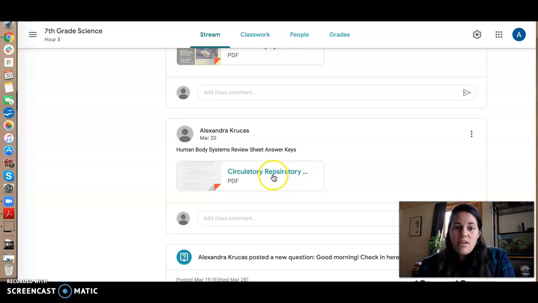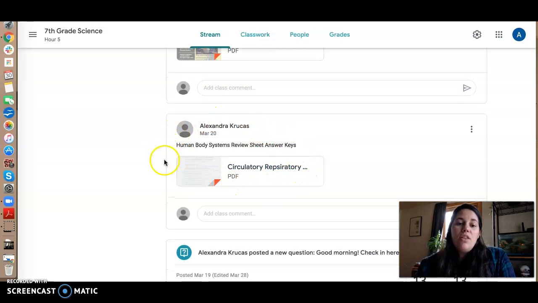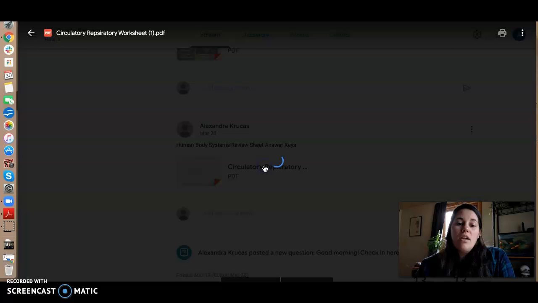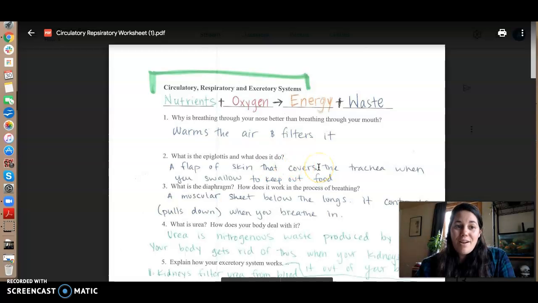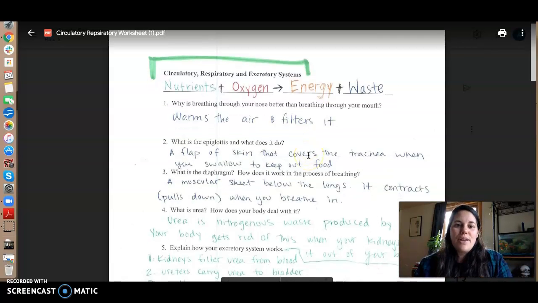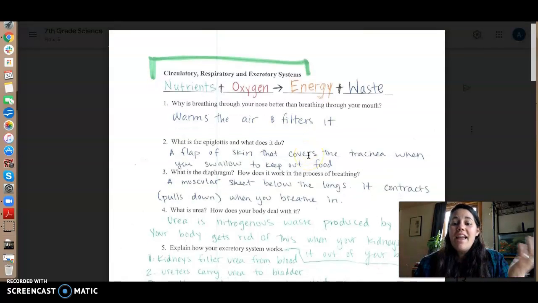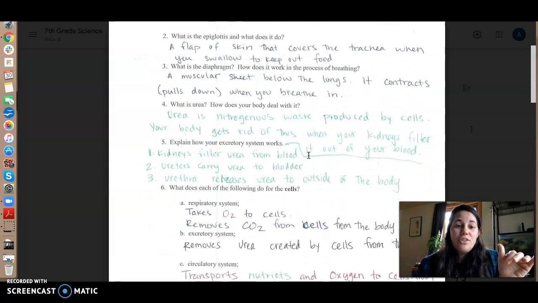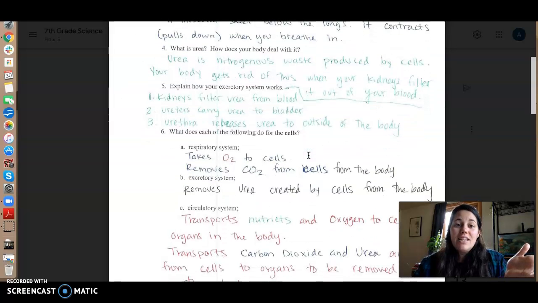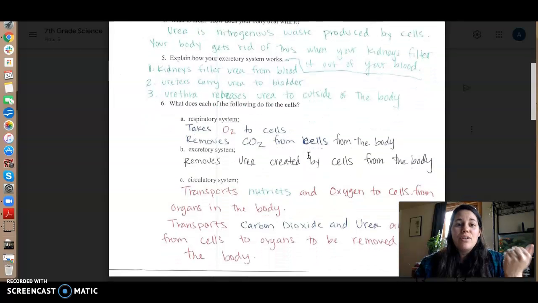There are also here the answer keys to those review sheets that we worked on back when we had class together. You can see here we've got the circulatory, respiratory, and excretory systems. If you have done these review sheets, this is pretty much the information you need to write the text part for your project. So explaining how the excretory system works, this is pretty much the answer for how to write your information about the excretory system.